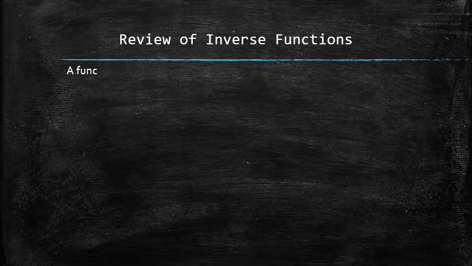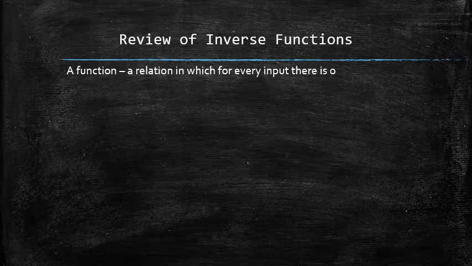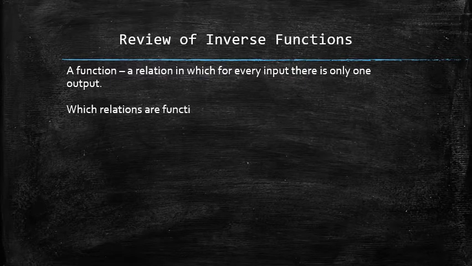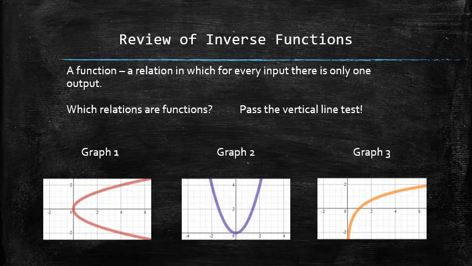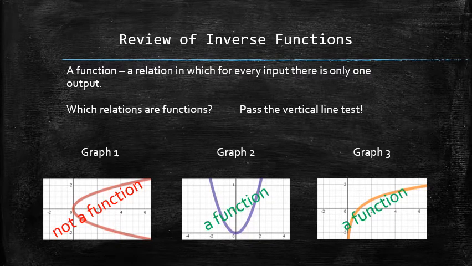We define a function as a relation in which for every input there is only one output. To determine whether a relation is a function or not, we use the vertical line test, which states that if there is a vertical line with more than one point of intersection with the graph, then the relation is not a function. From the following three relations, the one on the left is not a function, and the other two are functions.